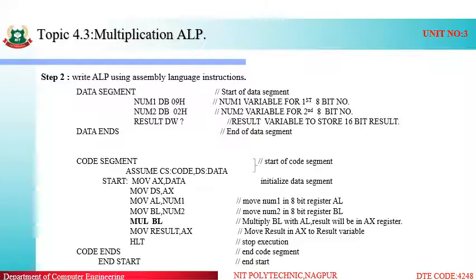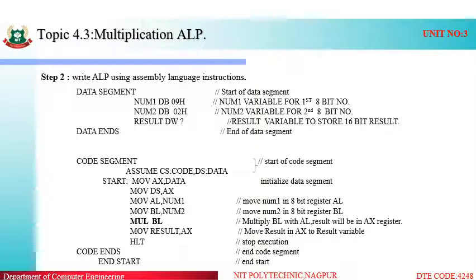So that's all in the data segment. So we have ended it with the help of the ends assembler directive, data ends. Next, in the code segment, the first four lines are common, that are used for initialization of the data segment.